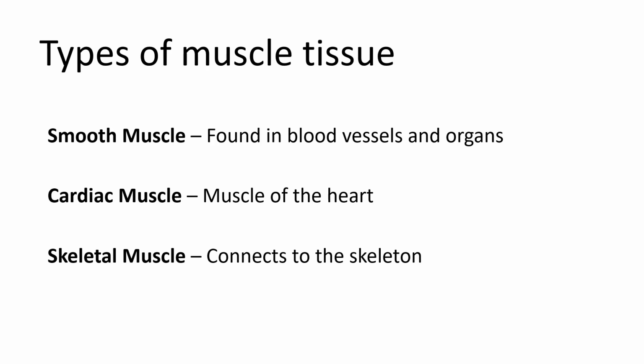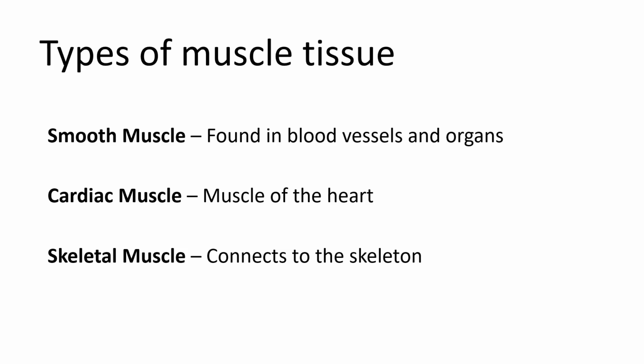There are three types of muscle found within the body, and these three types are smooth muscle, cardiac muscle, and skeletal muscle. Although all these different types of muscles share some basic properties, each differ in terms of their microscopic anatomy, where they are found in the body, and the level of control we have over them.